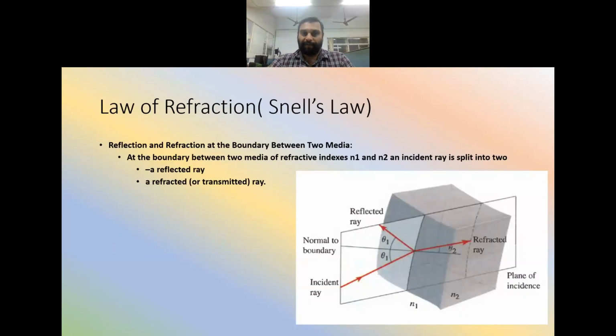The second law is the law of refraction. It is also called Snell's law. It deals with the refraction that occurs at the boundary between two different media, which are differentiated by two different refractive indices. Here N1 and N2 are the refractive indices of the two media. Then the ray will be split into two. One is called the reflected ray and the other is called the refracted or transmitted ray.